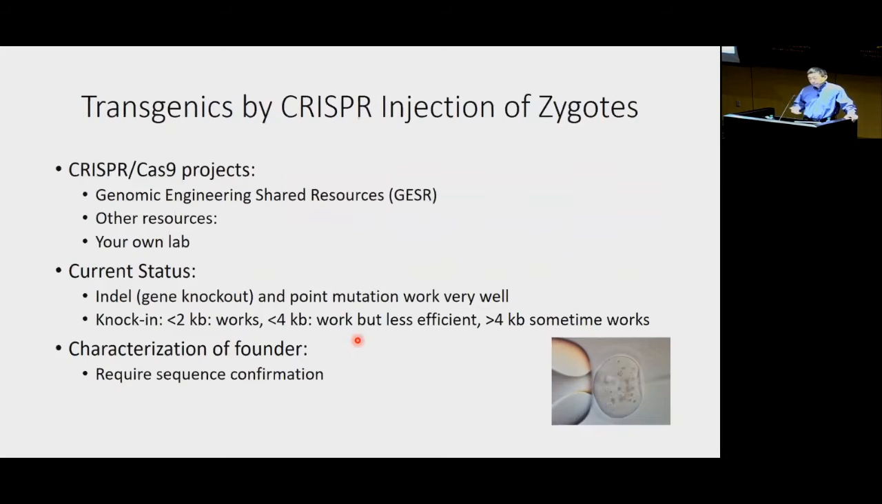How about people trying to do as long as 4 kb? In most cases it works, but occasionally it did not work. If it's bigger than 4 kb, then the efficiency to create your mutation will be much less.